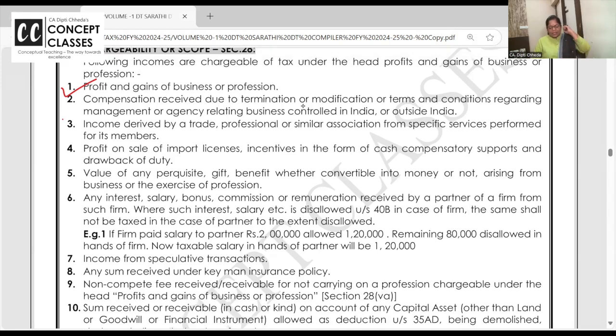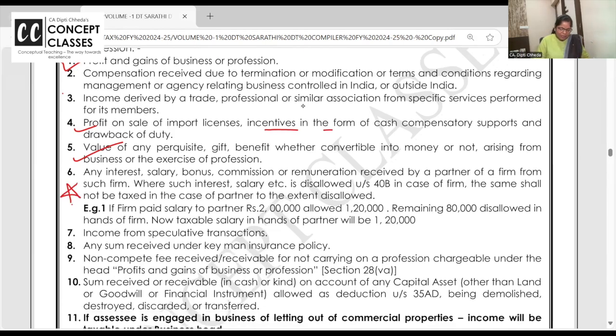Say you're a doctor, you have done an operation for your friend, and rather than taking fees, the friend has gifted you a mobile phone, an iPhone, or a tab. Whenever any perquisites are received in kind related to business, they'll be taxable here. Whenever you get duty drawback or refund of custom duty, it's business income.